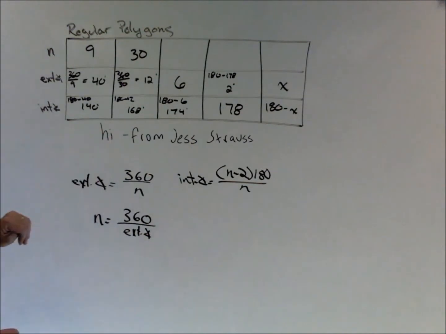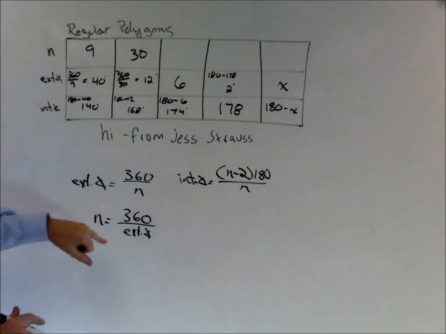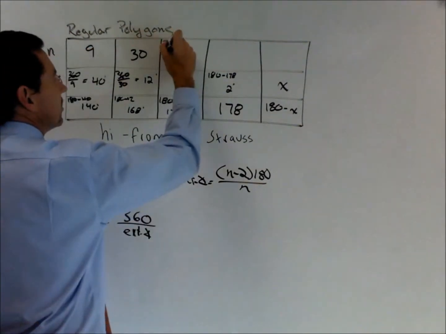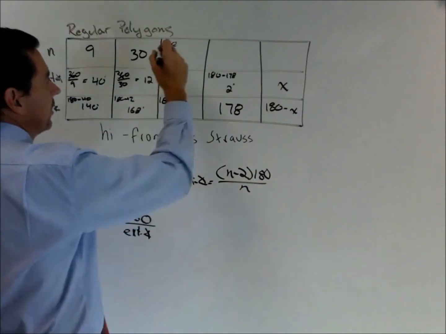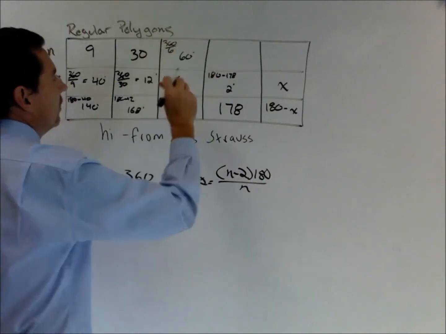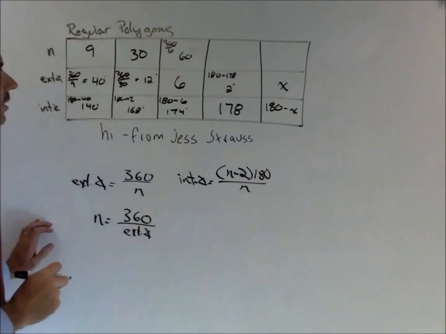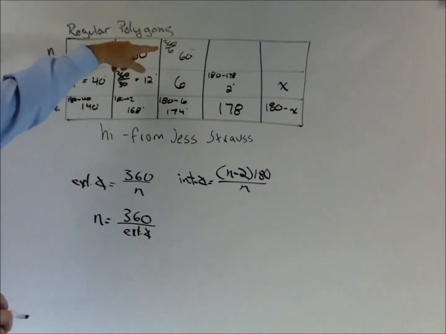Another thing with properties of proportions that we could also do is set up to solve it this way. But now, if I'm looking for n, I simply take 360 divided by the exterior angle. So 360 divided by 6 is going to give me 60. So that's a 60-sided polygon.